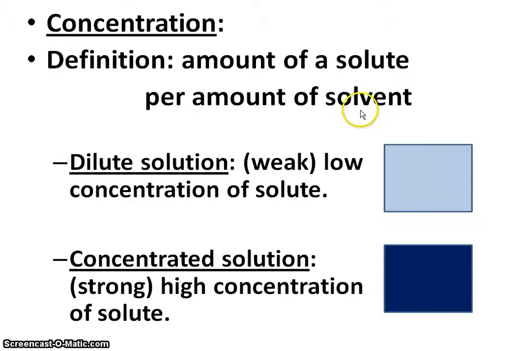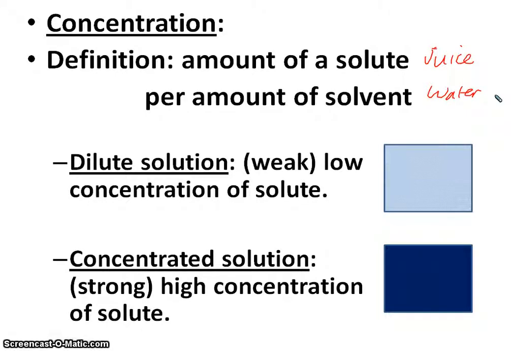So that could be, if we were talking about orange juice, it could be how much orange juice and how much water. Why am I talking about orange juice? I'm talking about orange juice because we buy concentrated orange juice at the grocery store.